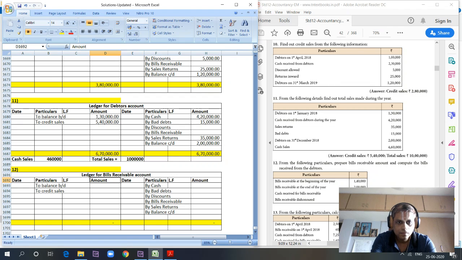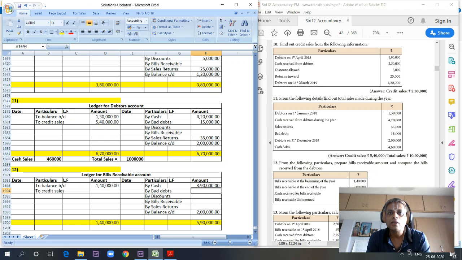Bills receivable at the beginning of the year is 1,40,000. And bills receivable at the end of the year is 2 lakhs. Then cash received from bills receivable is 3,90,000. We have bills receivable dishonored, which is equal to 30,000. So what is the entry for bills receivable dishonored? We have to move it back to the debtors account. So sundry debtors account debit to bills receivable dishonored. So it should be here.